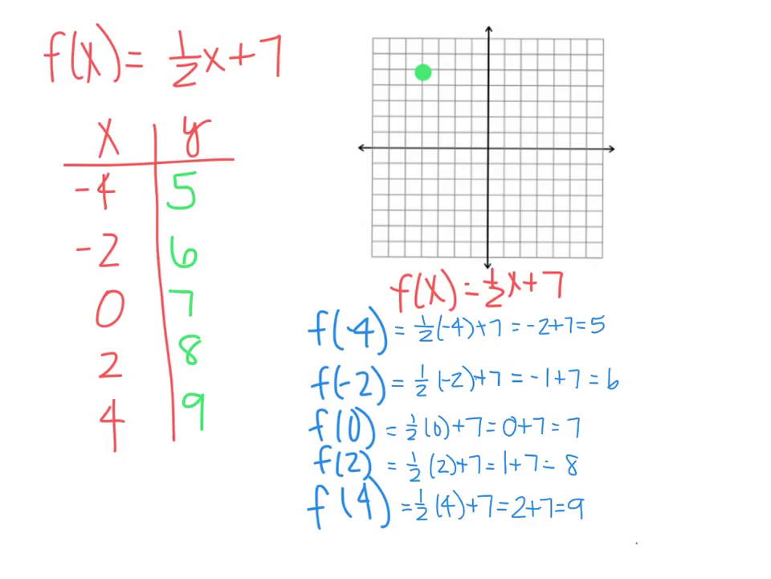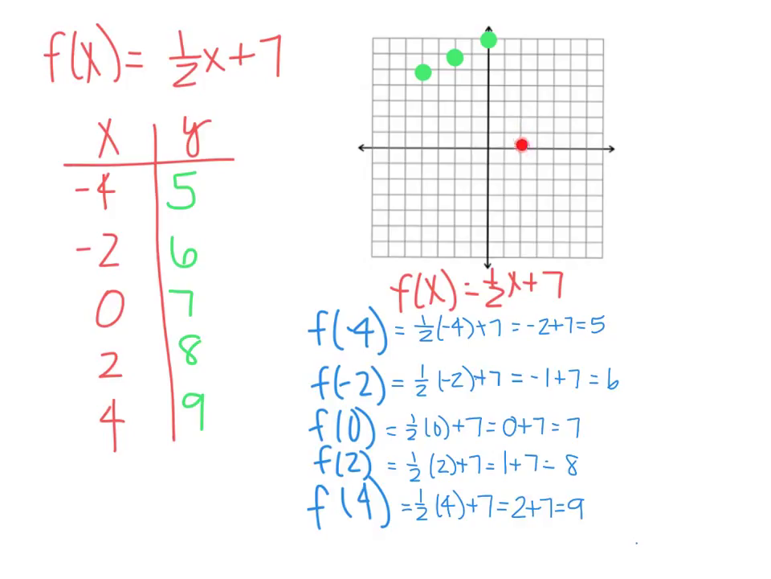And then I'm going to go to the next point, which is negative 2, 6. So I'm going to go left 1, 2, and up 1, 2, 3, 4, 5, 6. And I'm going to put a point there. And then my next point is 0, 7. So I'm going to start at 0 and just go up 1, 2, 3, 4, 5, 6, 7, and put a point there. And I know I'm about to run off the graph. I'm just going to pretend like I'm still on it.